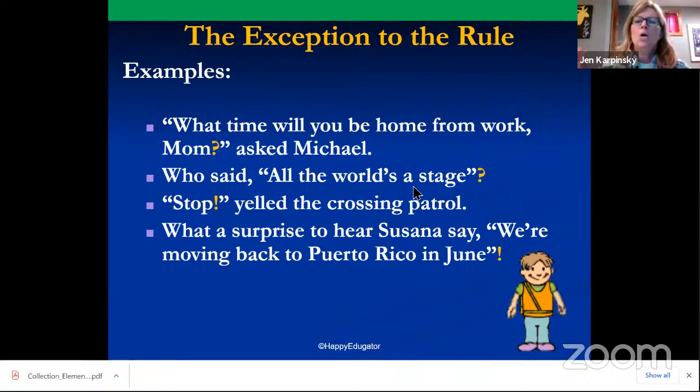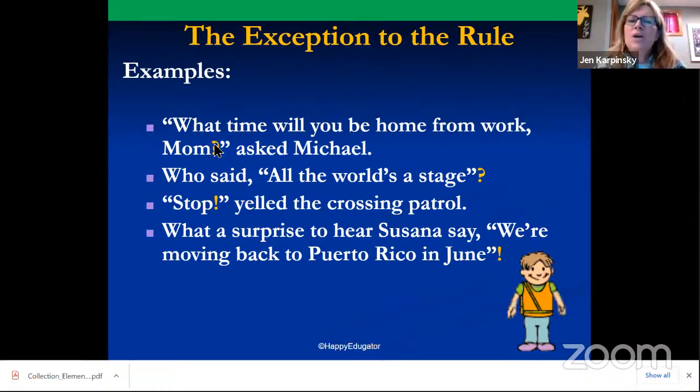Who said "All the world's a stage"? Okay. "All the world's a stage." Question or statement? "All the world's a stage." That's not asking a question, is it? So because "all the world's a stage" is not asking a question, the question mark goes on the outside of the quotation. Huh? That seems confusing. What are you talking about, Mrs. Karp? Let's go back to the first one. "What time will you be home from work, Mom?" That's a question, right? "What time will you be home from work, Mom?" "What kind of candy do you like?"